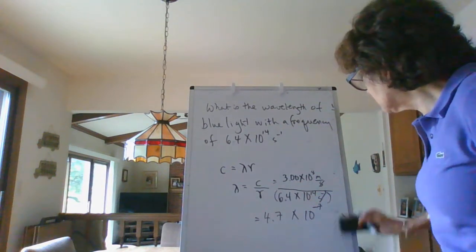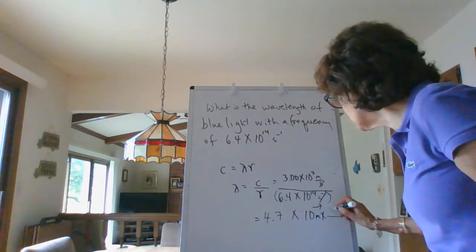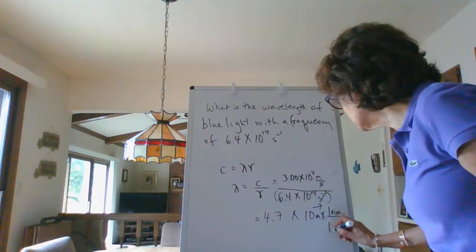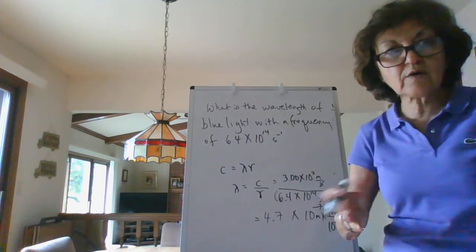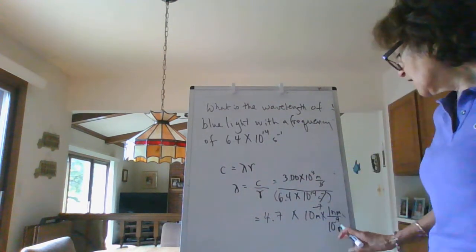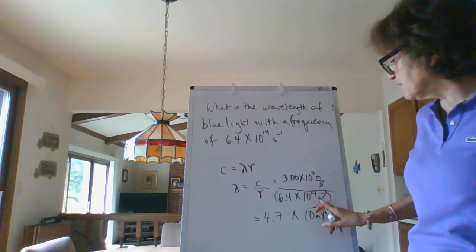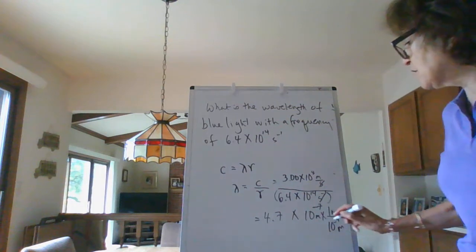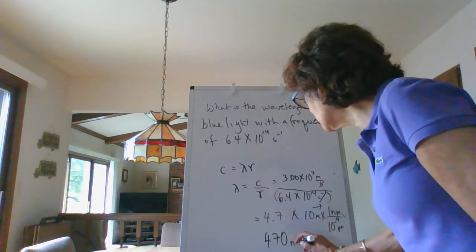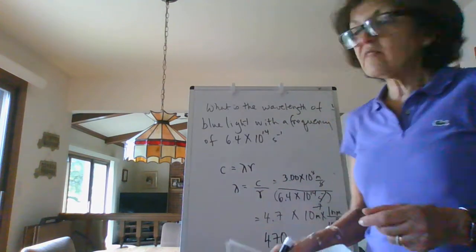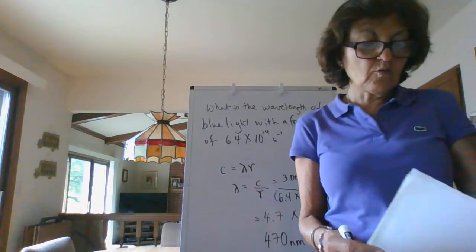All right, based on metric conversion, you say 1 nanometer is 10 to the minus 9 meters. Remember how I taught you how to do the metric conversion: bring the minus 9 to the top, it becomes positive 9, and minus 7 is positive 2. So it's 470 nanometers. That would be the wavelength. Okay, so that's one problem.